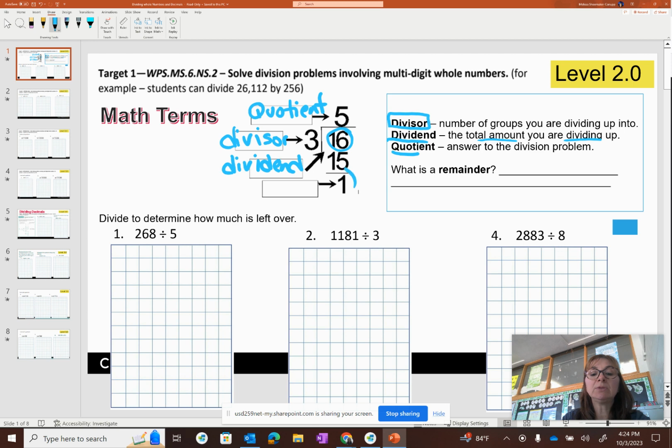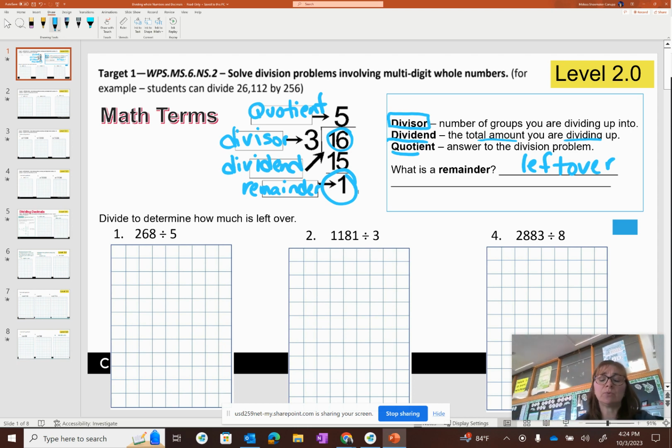And what is the remainder? That's going to be right here. That is the leftover. And we can do a lot of different things with the remainder, and we're going to be talking about that as the weeks move forward.